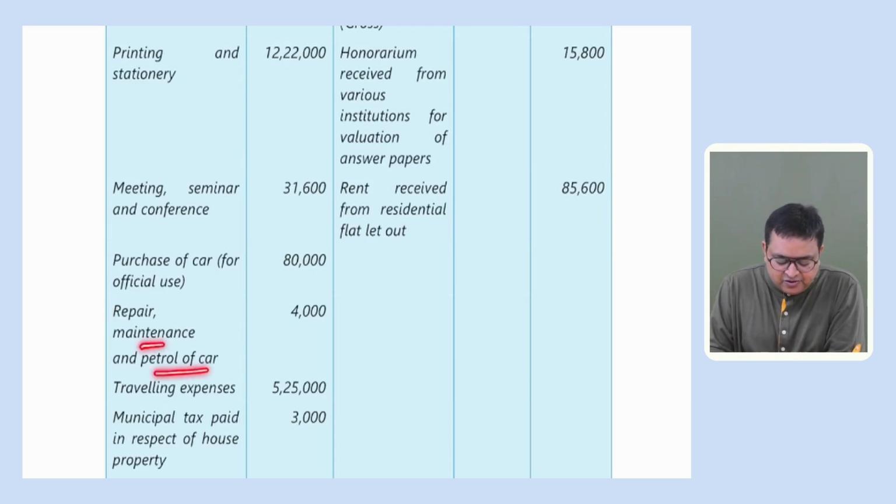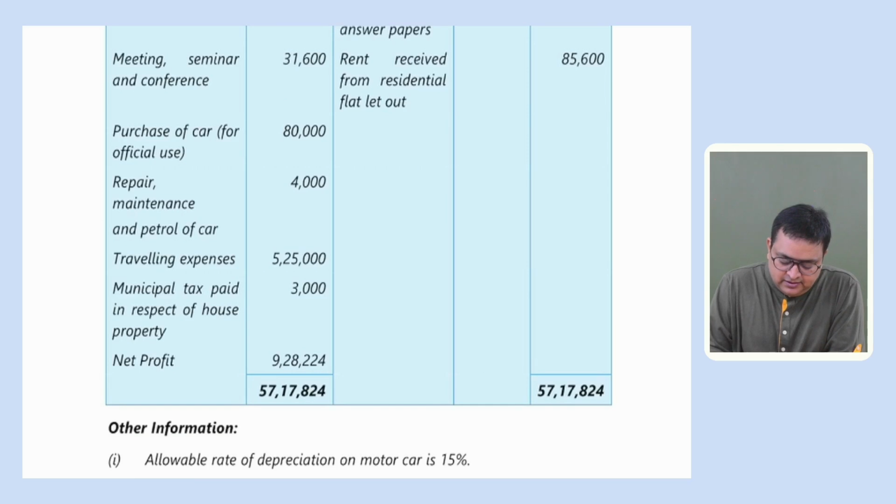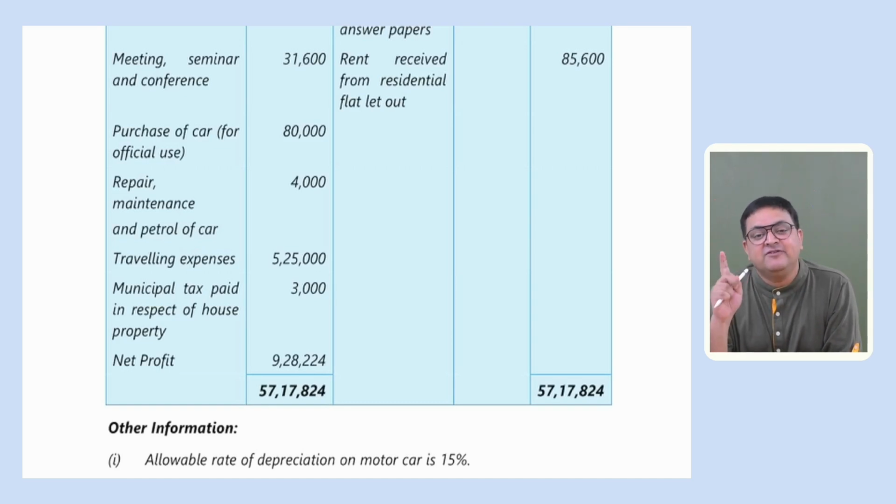Repairs, maintenance and petrol of the car, that is a revenue expense. That is no issue. It is allowed. Car is a machine and repair expenses are allowed. Although you don't have to write it, repairs of machine, repairs of furniture, insurance of machine, insurance of furniture, we have section 31 in that. You don't have to mention it, but you should know.